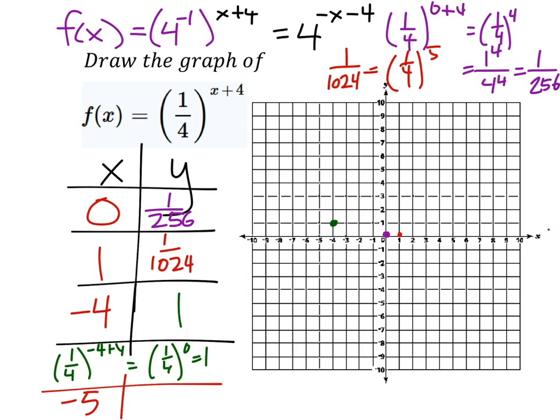So if we did that, then we'd have 1/4 to the power of negative 5 plus 4, which is negative 1, which just inverts that, or I'm sorry, reciprocates that fraction, which is just 4. So negative 5, 4. Again, it's going to have that shape that we thought that it would have in the beginning. So let's go and draw this out.